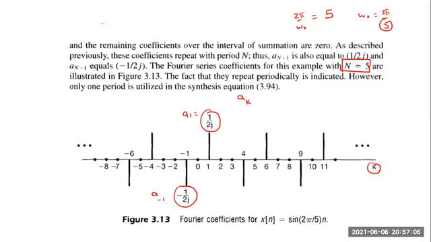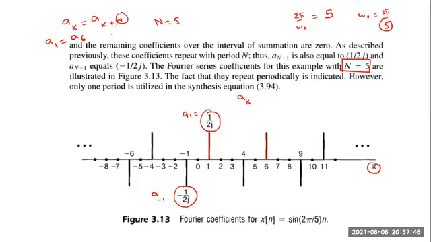Now, the periodic nature of Fourier coefficients for the discrete time case is ak is equal to ak plus N. And now for this particular case, we are assuming that the period is 5. It means a1 must also be equal to a6. And you can clearly see this is a1, and then we have the repetition of this at k equal to 6. This signal is going to repeat itself at multiples of this value.